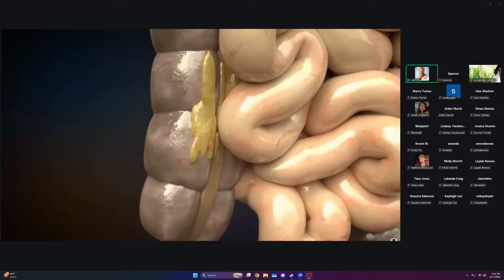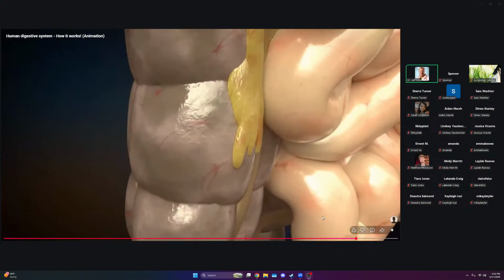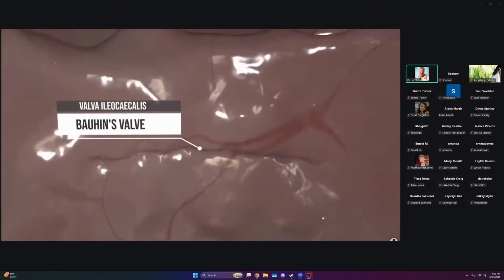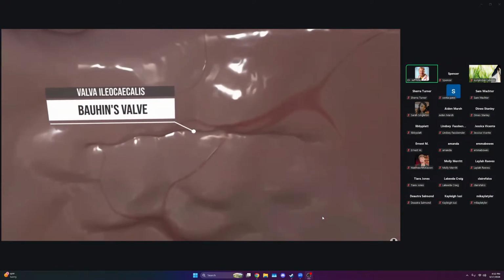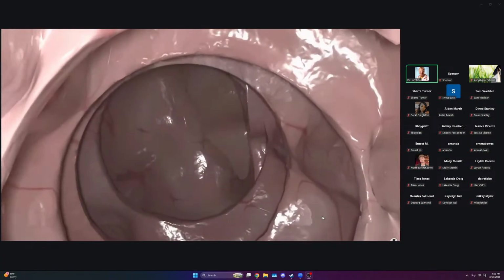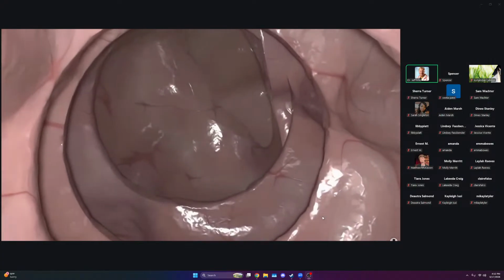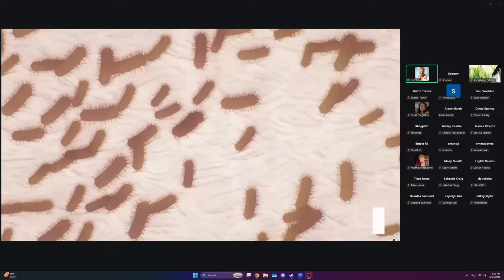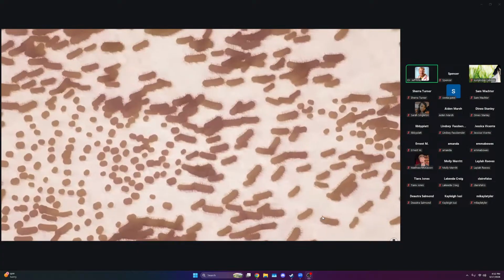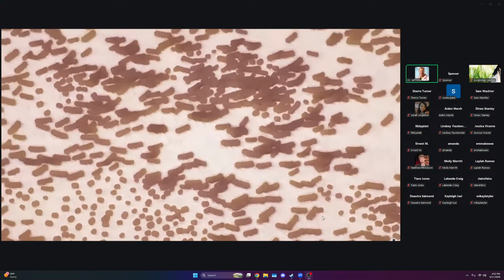The large intestine is thicker than the small intestine. It is about 1 meter long and surrounds the small intestine. The small intestine is connected to the large intestine via the Bauhin's valve. It opens when chyme is to pass from the small intestine to the large intestine. The large intestine does not have any villi like the small intestine because most digestible substances have already been absorbed in the small intestine. However, the large intestine has an estimated 100 billion bacteria inside.